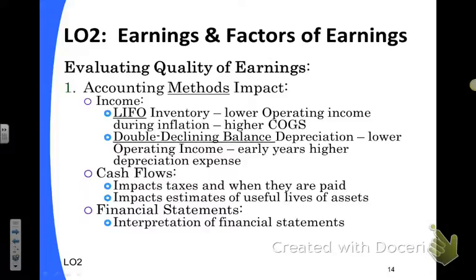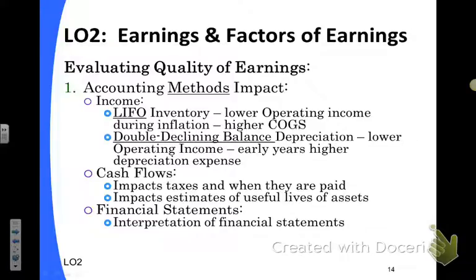Then, in terms of evaluating the quality of earnings, we want to look at what accounting methods are acceptable and what the impact of those methods are. And we will be exploring more of these methods in future chapters. So for instance, how is the income of the company affected by using the inventory method called LIFO versus using a different inventory method? LIFO is going to lower the operating income during an inflationary period because of a higher cost. It's going to result in a higher cost of goods sold.